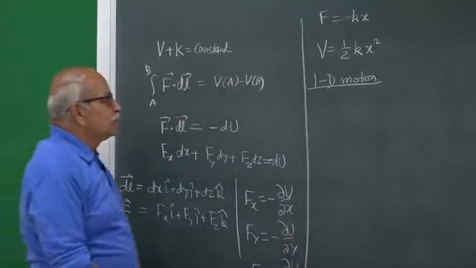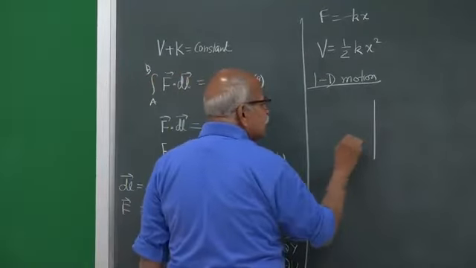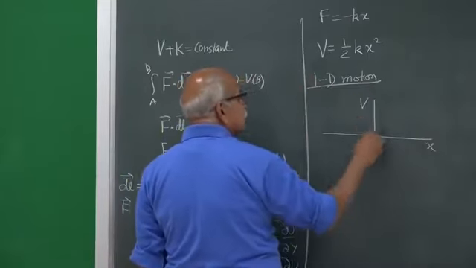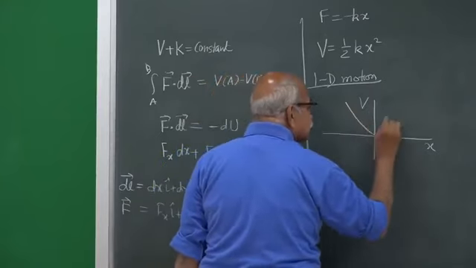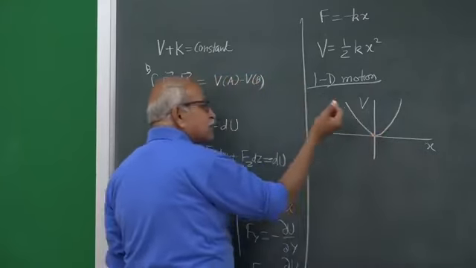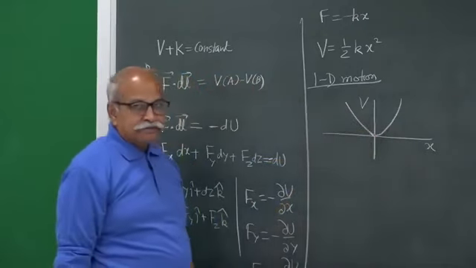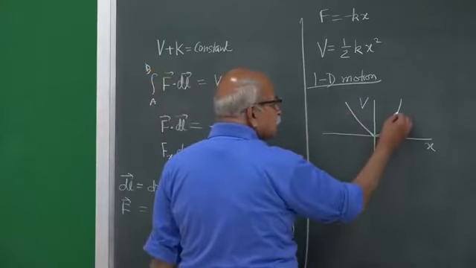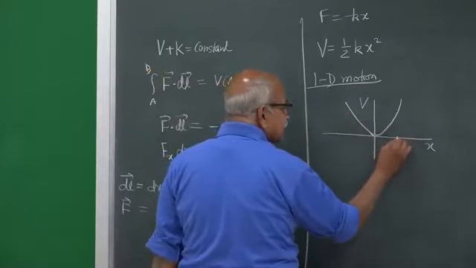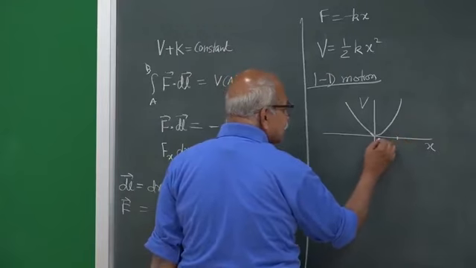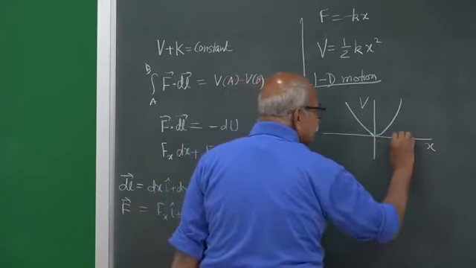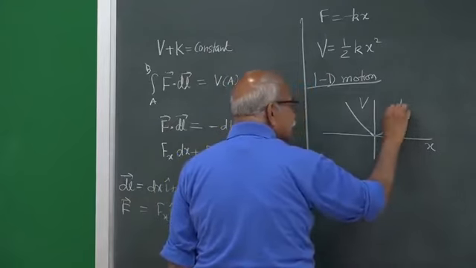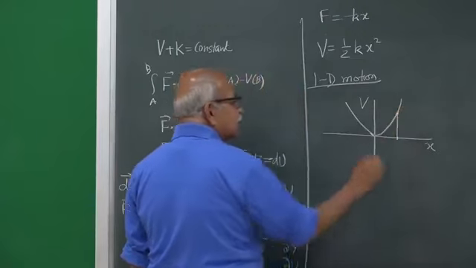Okay, so, if you plot this V as a function of x, x can be positive, x can be negative. So, if you plot this V as a function of x, it will be a parabola. It will be a parabolic function, half kx square. So, from this diagram you can work out, if the particle is here at this x, this is the origin, then the corresponding potential energy is here, this is the point on the curve.